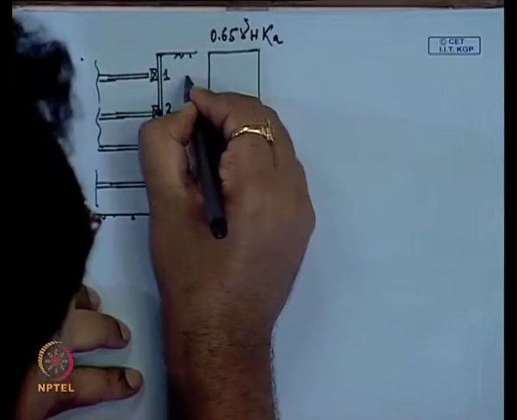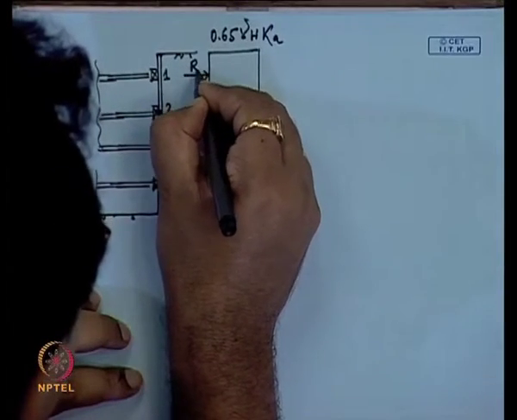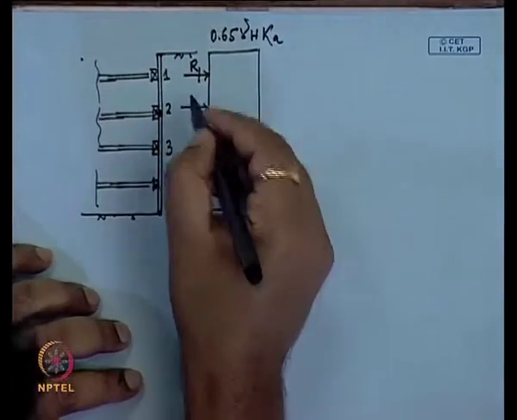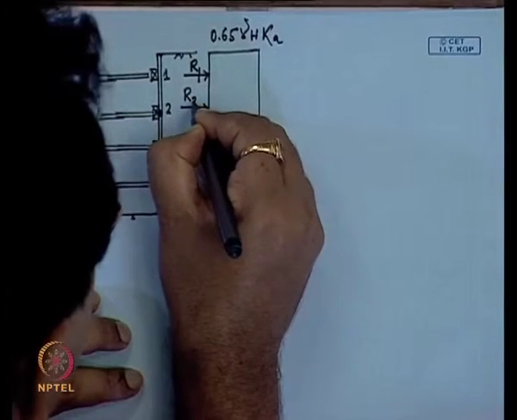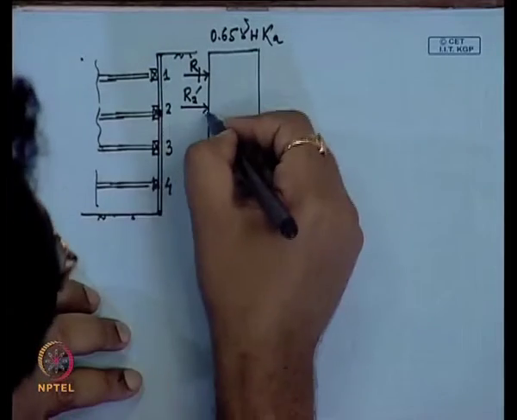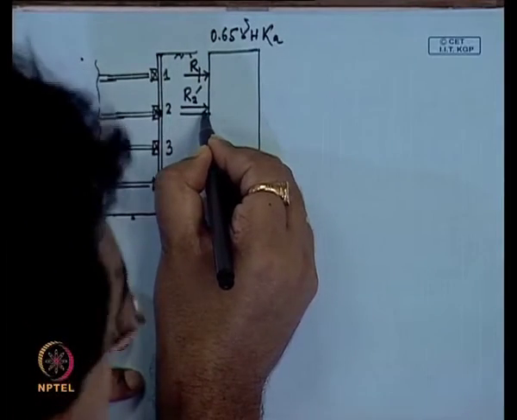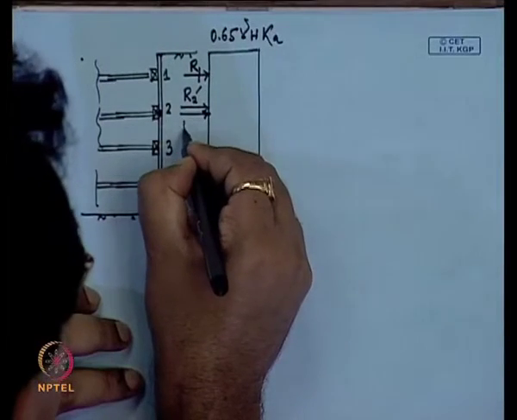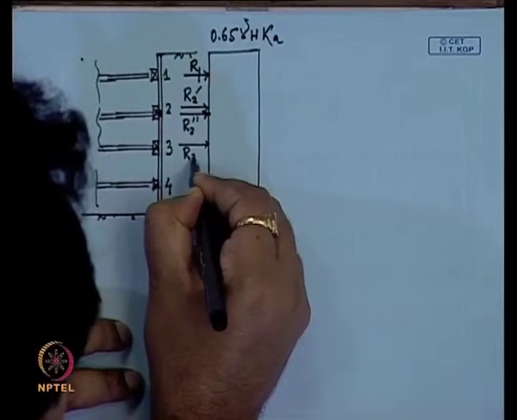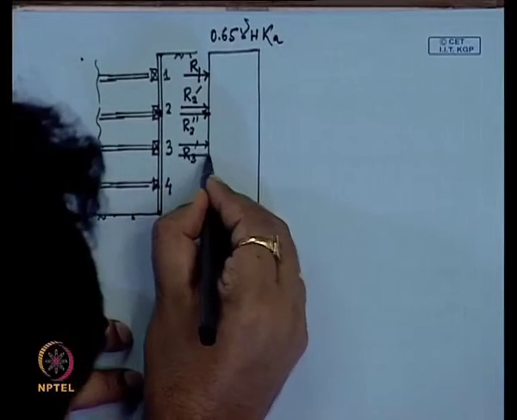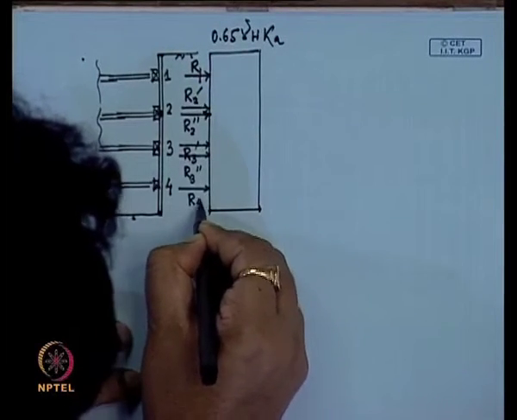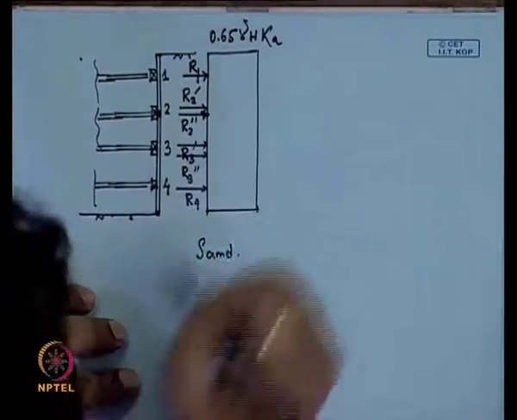So, we have the reaction for the first strut, that is R1, and some reaction of the second strut, that is R2 dash, and then for the second beam, there is another reaction, that is R2 double dash, and some portion R3 dash for the second beam, and for the third beam, that is R3 double dash, and then for this beam R4. So, these are the forces acting.